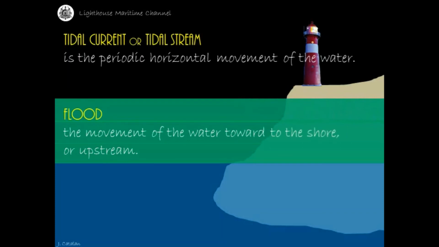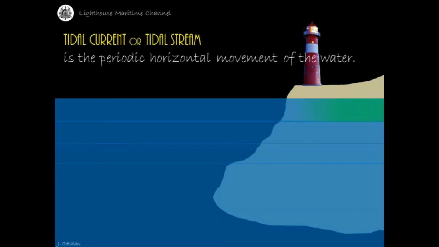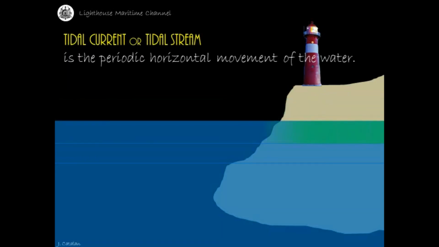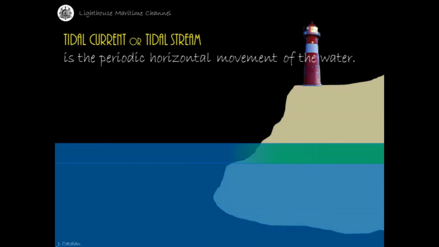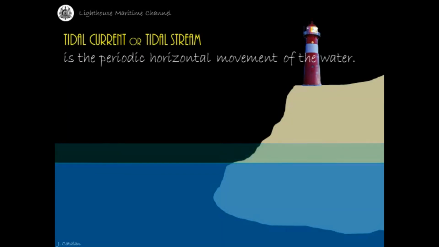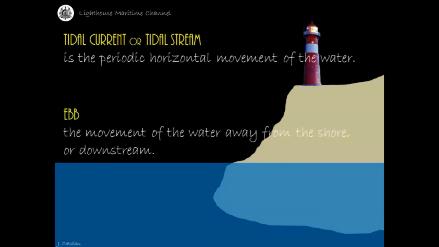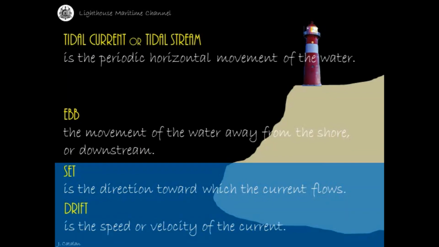Flood, the movement of the water toward the shore, or upstream. Ebb, the movement of the water away from the shore, or downstream. Set is the direction toward which the current flows. Drift is the speed, or velocity, of the current.